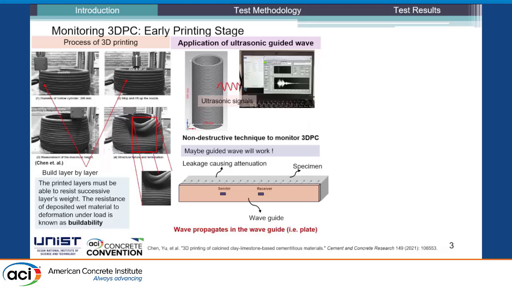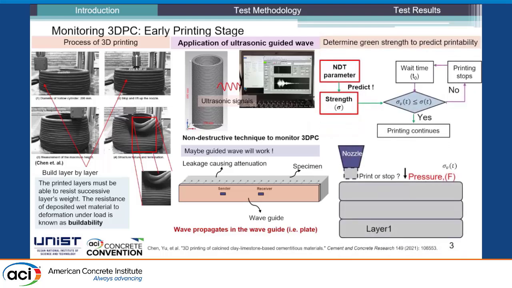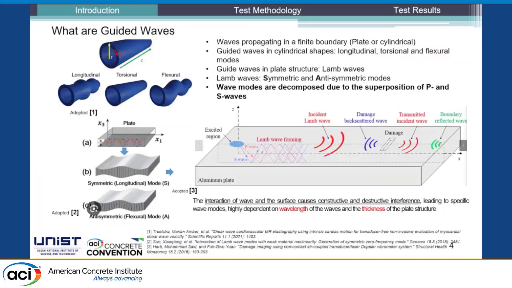So our idea was to attach a waveguide on the specimen and then send the wave, which will propagate on the waveguide, not on the material. So our study will be concentrated on the energy leakage from the waveguide to the specimen. With this, we have the attenuation parameter. From that attenuation parameter, we can predict our strength. And overall, we might have a control system where we decide whether to print or to stop our 3D printing. So moving on, I will briefly introduce what guided waves are.